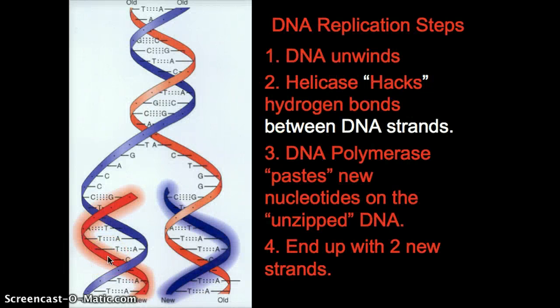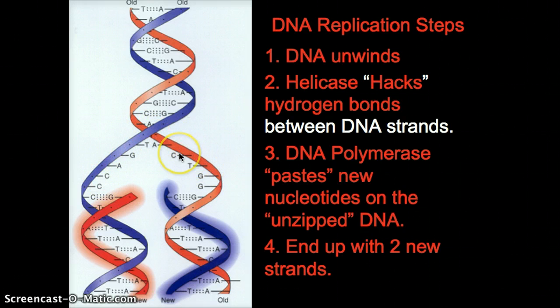There are four steps in DNA replication. The first thing that has to happen is the DNA strand has to unwind. Then we have this enzyme, and remember enzymes end in ASE, called helicase, that's going to come through and cut those hydrogen bonds. Remember, those hydrogen bonds hold nitrogen bases together. So helicase comes in and splits those hydrogen bonds to separate your DNA strands. If you look right here, this was one strand and now it has been split.